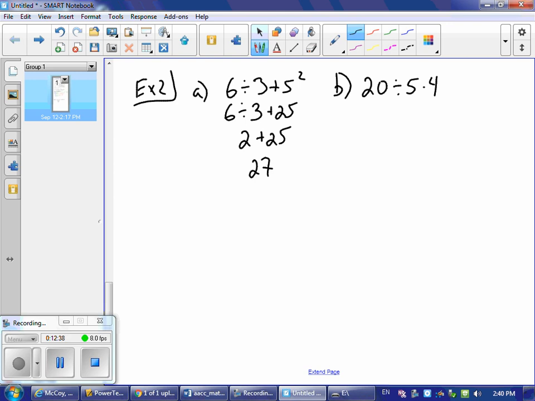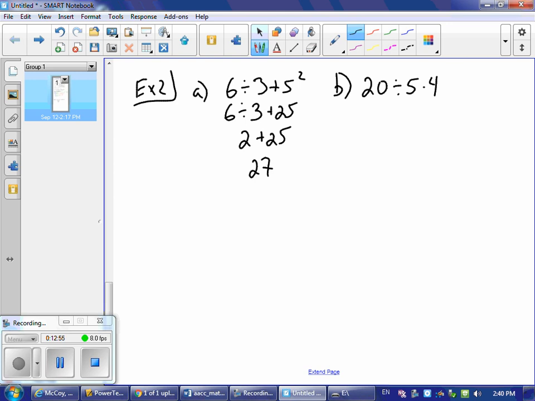Letter B says 20 divided by 5 times 4. If you went strictly by GEMDAS, the M should come first before the D. Multiplication, the 5 times the 4. However, that would actually give you the incorrect answer.